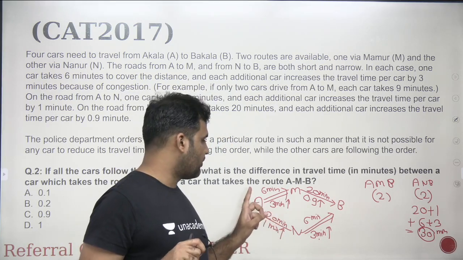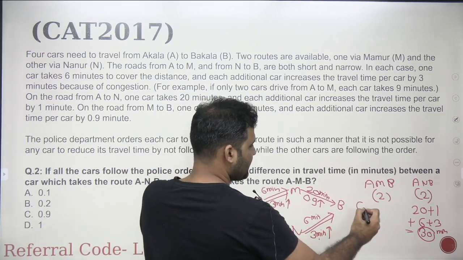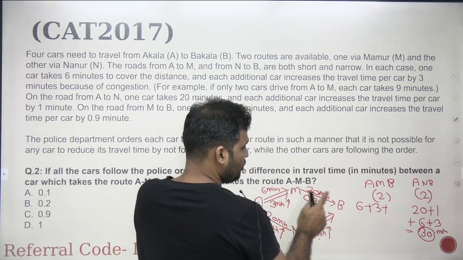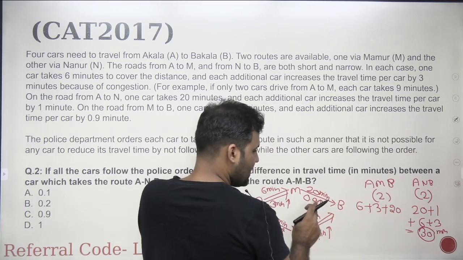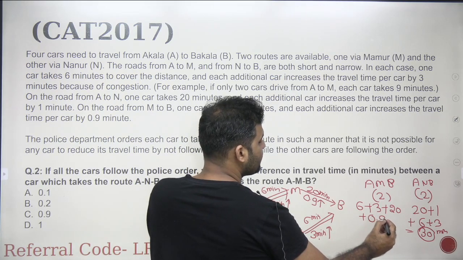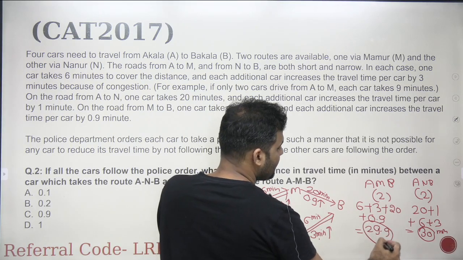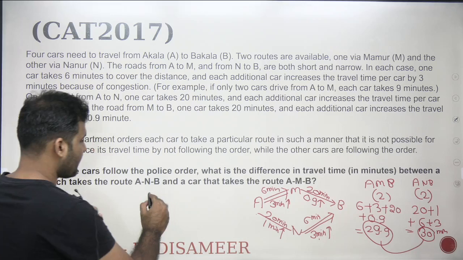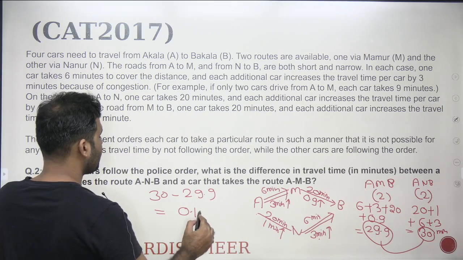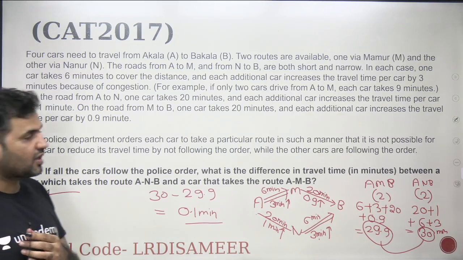And if two cars are moving from A to M and then M to B, what is the travel time? A to M, the travel time is 6 minutes, plus the additional car increases the time by 3 minutes. M to B, the travel time is 20 minutes, and one additional car, because two cars are going from A to M to B, increases the time by 0.9. The total time is 29.9. The difference between 30 minutes and 29.9 minutes is 0.1 minute. Therefore, the answer to the question is option A, that is 0.1 minute.